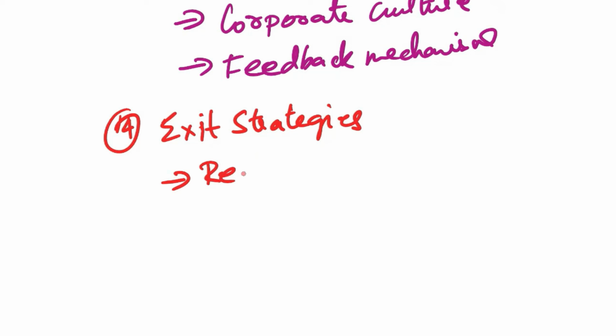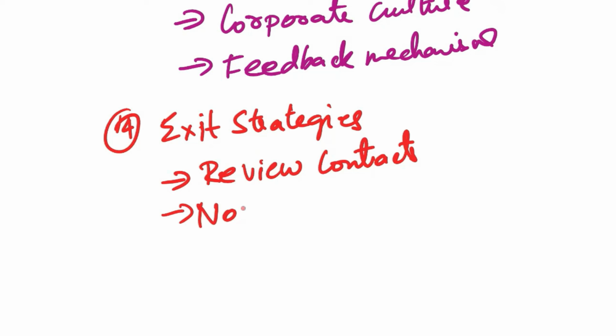First, review contractual agreements. Examine the existing contractual agreements with the third party to understand the terms and conditions related to contract termination. Identify any notice periods, obligations, or penalties outlined in the contract. Next, notification and communication. Notify the third party in advance of the decision to terminate the business relationship. Clearly communicate the reasons for the termination and any specific requirements or expectations during the exit process.